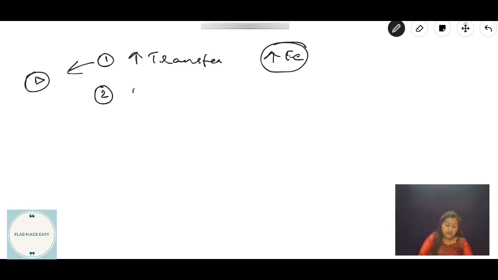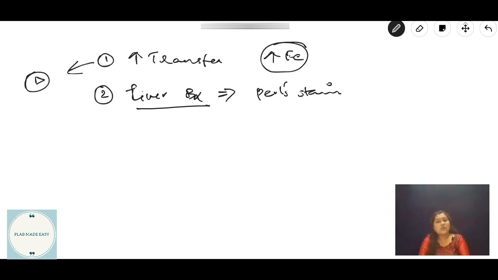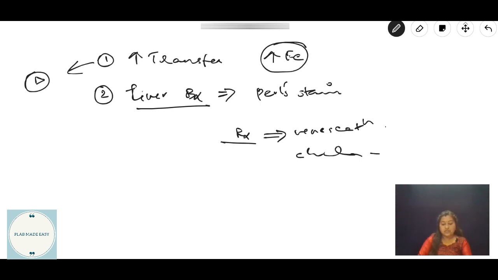Another important test: liver biopsy can also be taken, because there is hepatomegaly and destruction due to increased deposition of iron. Liver biopsy, classically with Pearl stain, is also an important diagnostic tool for hemochromatosis. Another important point is that ferritin is also an acute phase reactant, so it is generally increased during inflammatory conditions also. Now, treatment of hemochromatosis is generally venesection, or we can give chelating agents like desferoxamine. Generally, venesection is done for primary, and chelating agents like desferoxamine are given for secondary hemochromatosis.